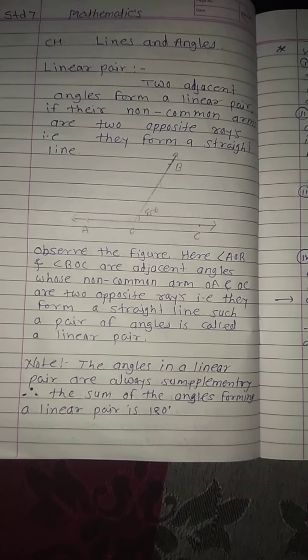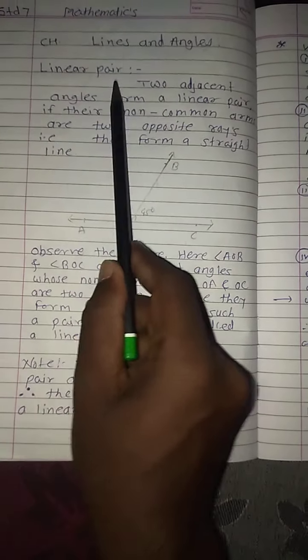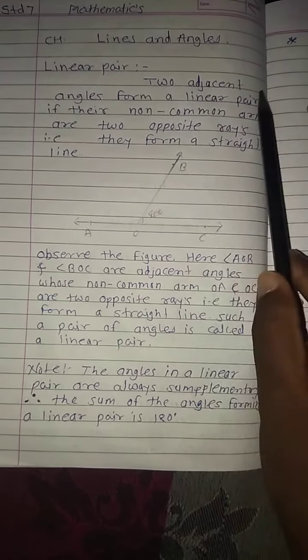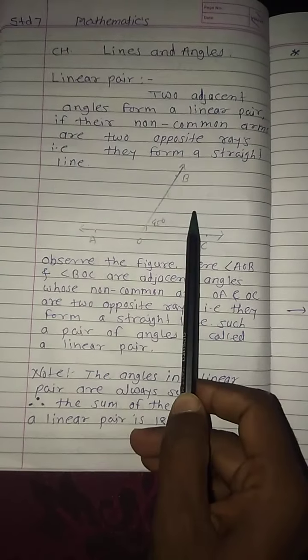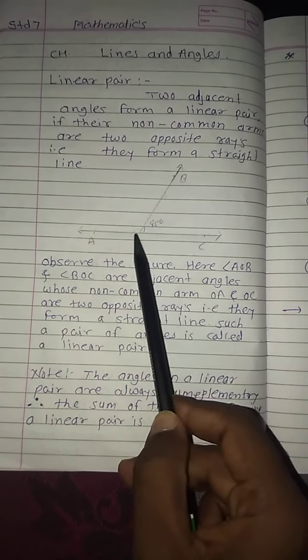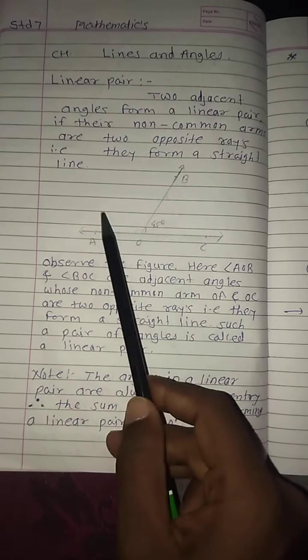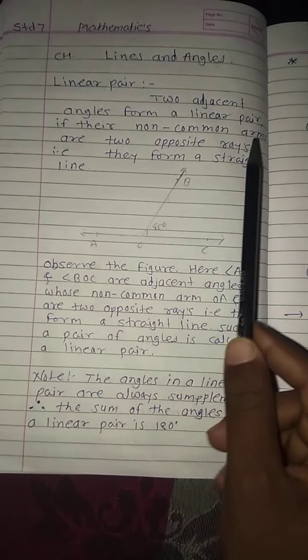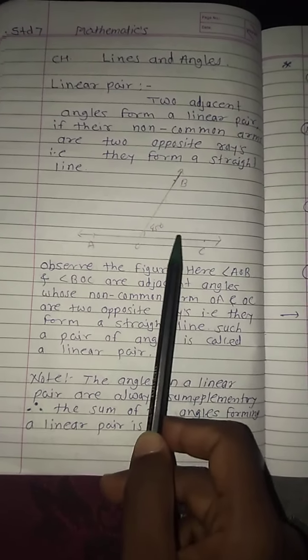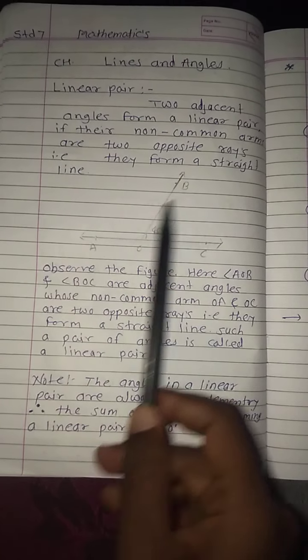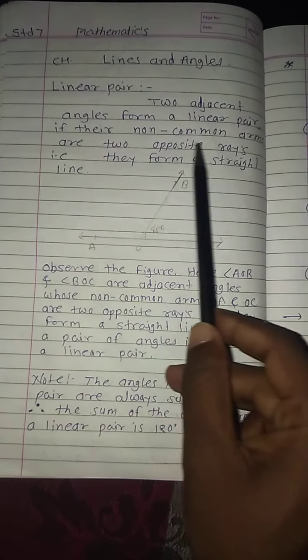The part is named linear pair. Two adjacent angles form a linear pair. When two adjacent angles, this is one angle and this is one angle, have a common arm, that is why these two are adjacent angles. If their non-common arms, this and this, are two opposite rays.